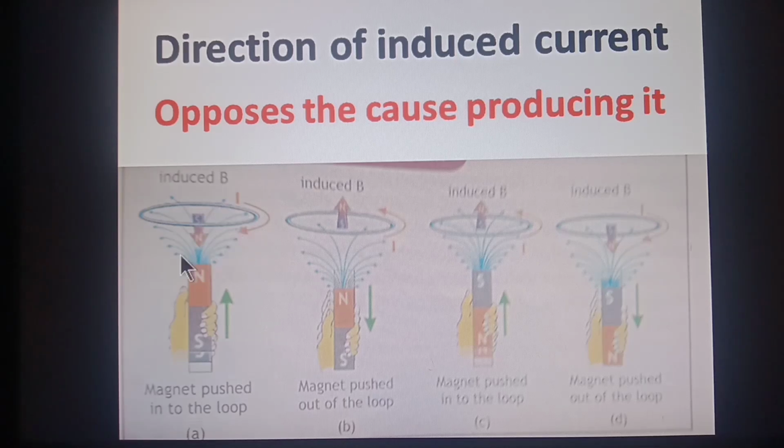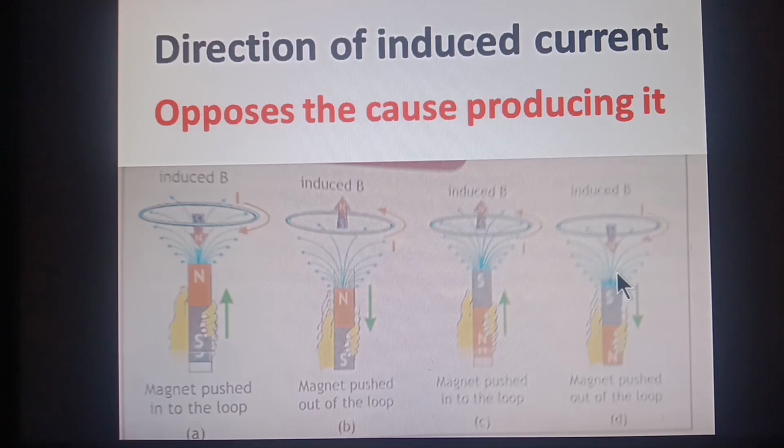So the current is clockwise. In the second case, when the same north pole of a magnet is moved away from the coil, now the magnetic flux or magnetic field passing through the coil decreases and the direction of current will be such that it will try to increase this magnetic field. So the current is directed anti-clockwise. Similarly, in the third case, when the south pole is moved toward the coil, the field is increasing, and to decrease the field, the current will be directed in the anti-clockwise direction.